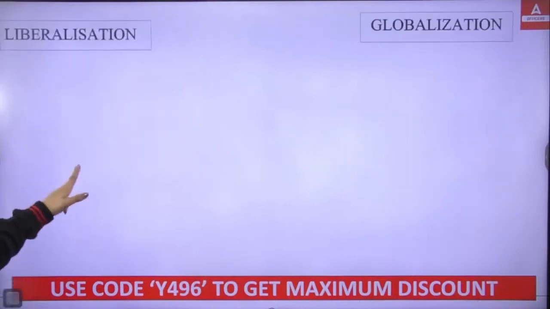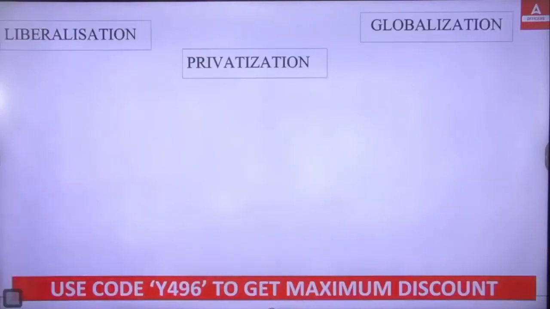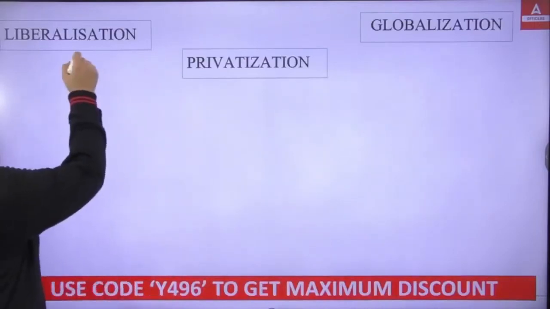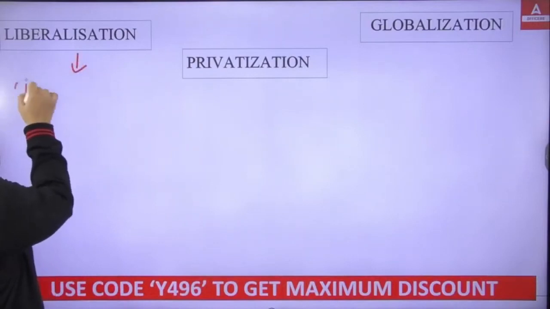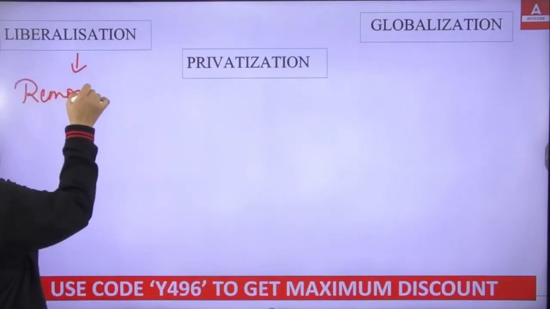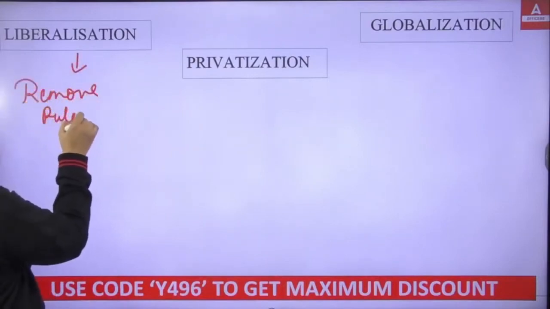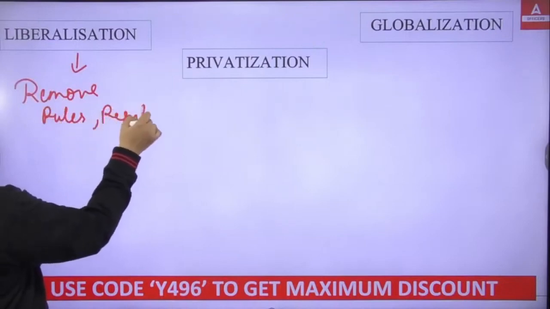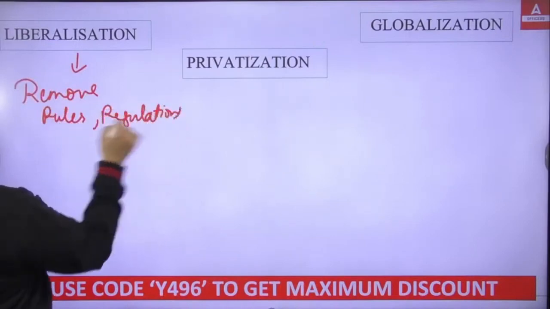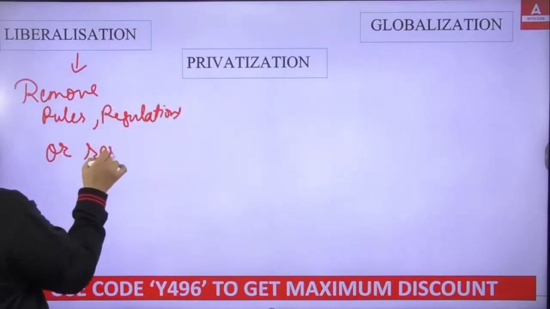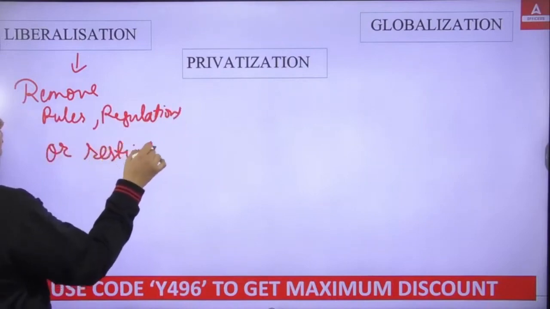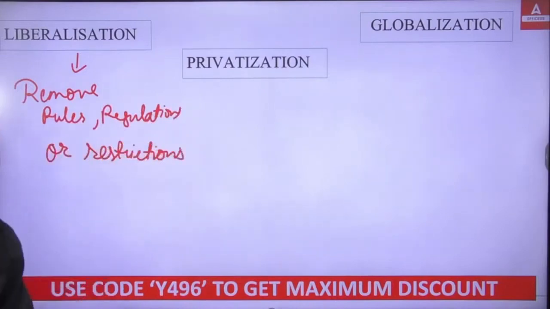Now, what do economic reforms cover? They cover liberalization, privatization and globalization. If I'm talking about liberalization, what does it do? It removes the rules, regulations, or restrictions. So removing rules, regulations and restrictions in the country, that's liberalization.